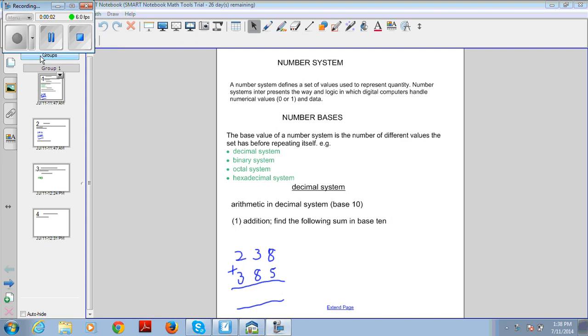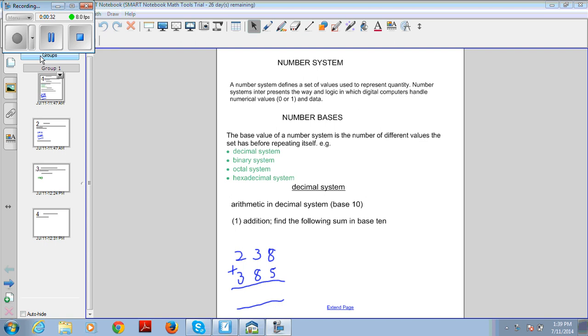Good morning, class. Our topic today is number system. Before then, we have to know what number system is all about. A number system defines a set of values used to represent quantity. Computer stores data and numeric values in zeros and ones. So let's look at number base.